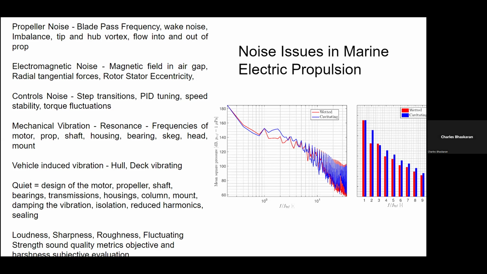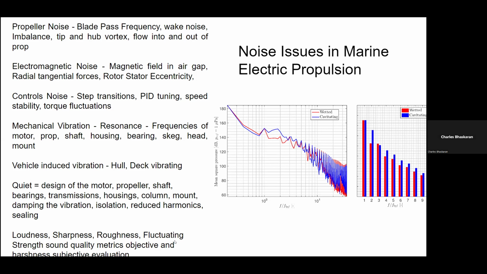A lot of the vibration today is isolated with isolators. Basically, we have to reduce all the harmonics, seal them so that you can continue. There are some of the metrics we look at: loudness, sharpness, roughness, fluctuation strength. All of those are very specific to how we bring in sound quality.